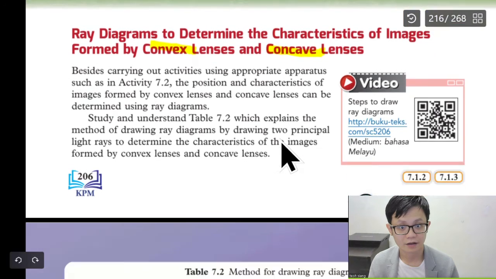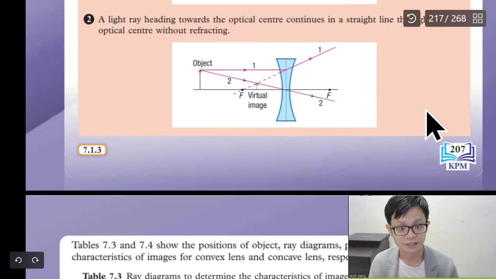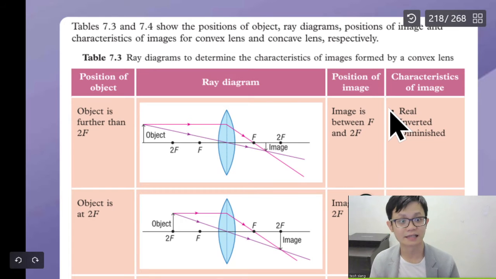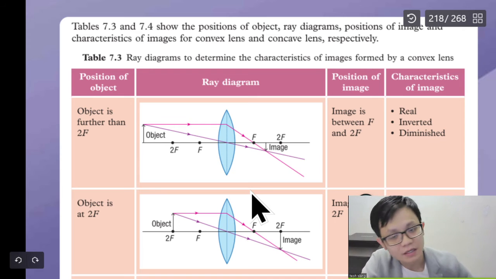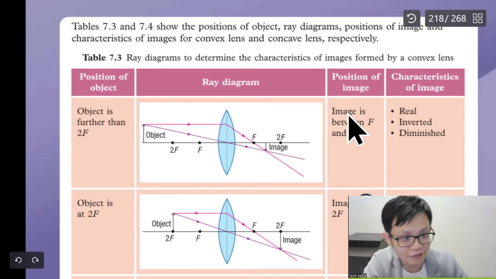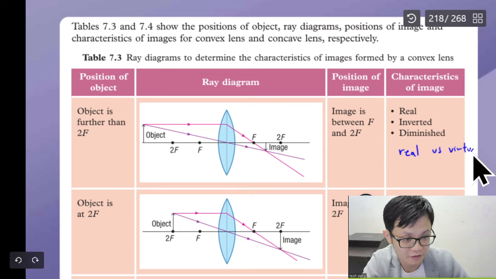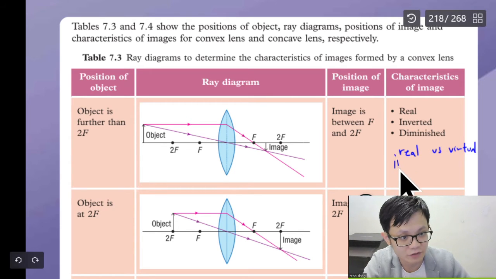So there are many characteristics that we want to see. Okay, so there are only 6 characteristics, you need to remember. Either it will be real or virtual, or it will be inverted, or upright.